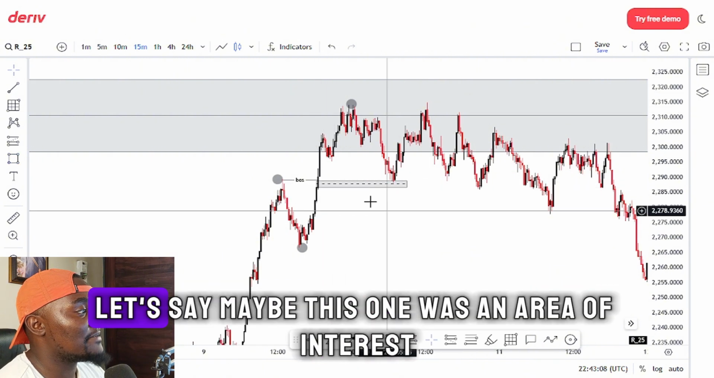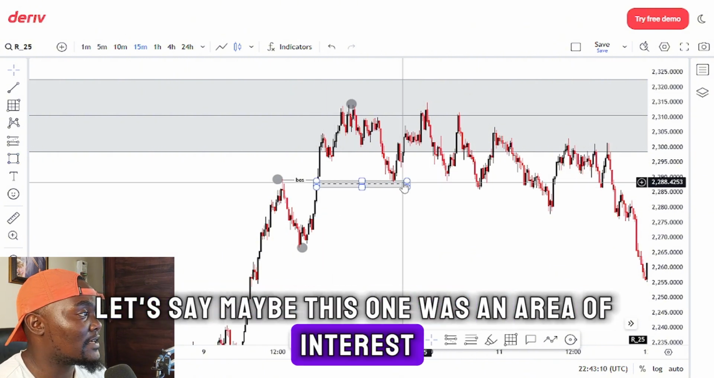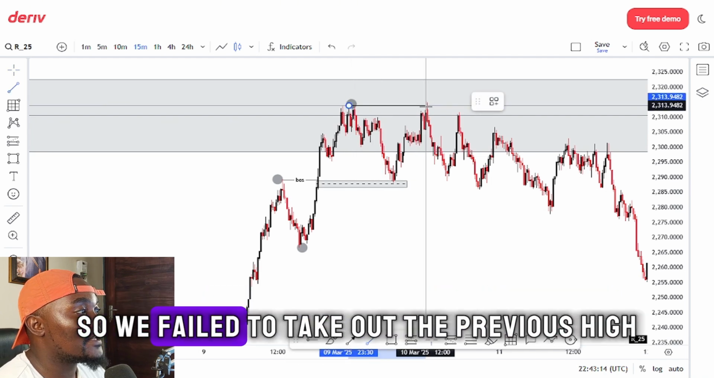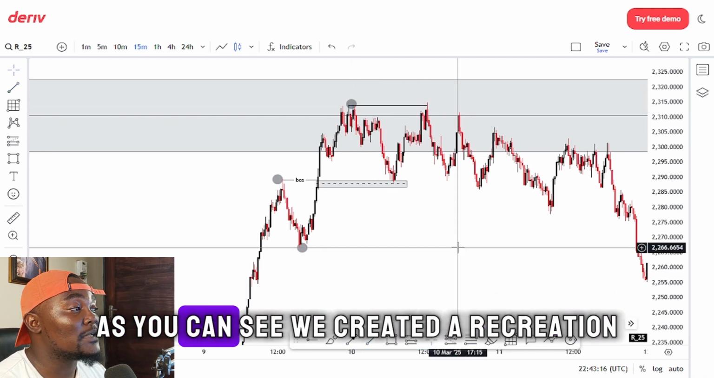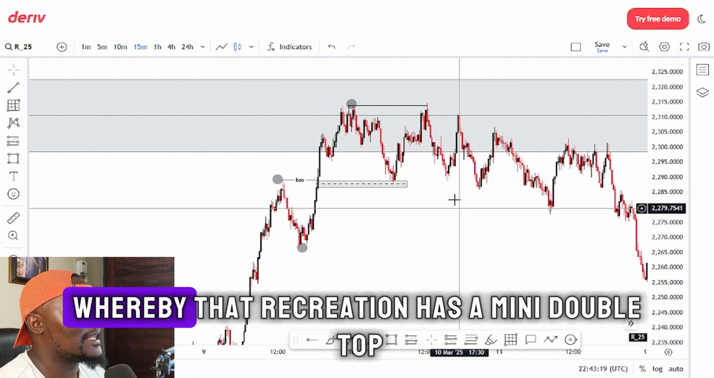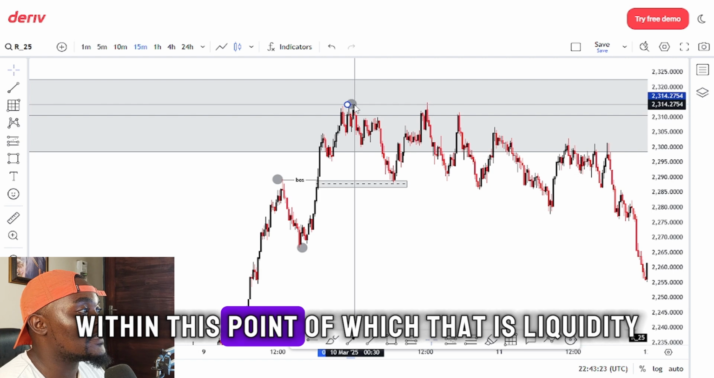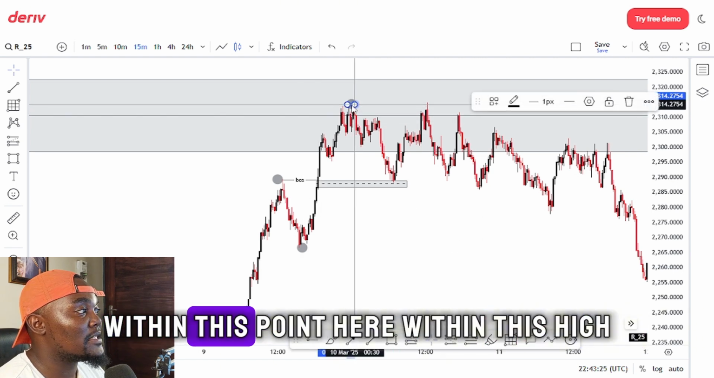After having the break of structure, we already know that the market has to come into an area of interest. Let's say maybe this one was an area of interest, for example. Then we have to take out this previous high here. So we failed to take out that previous high. As you can see, we created a wick creation, whereby that wick creation has a mini double top within this point, of which that is liquidity within this point here.